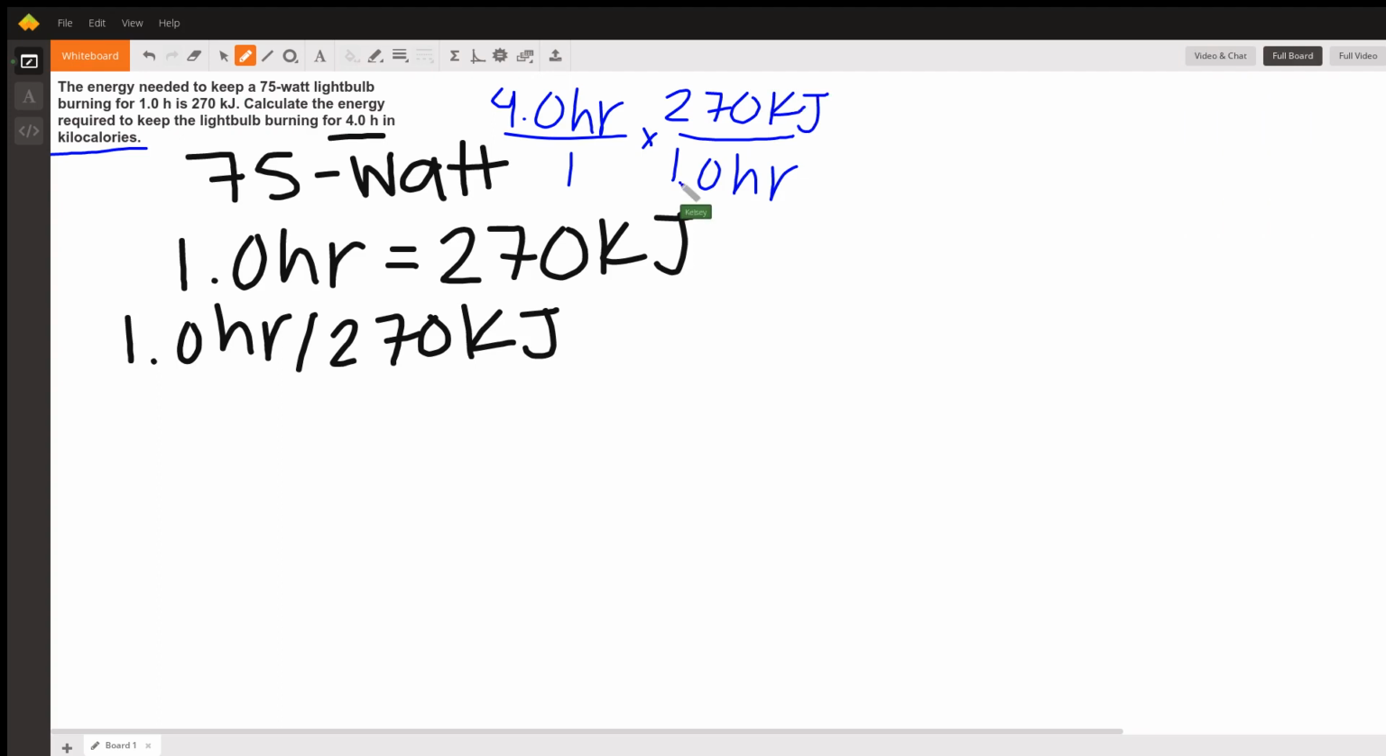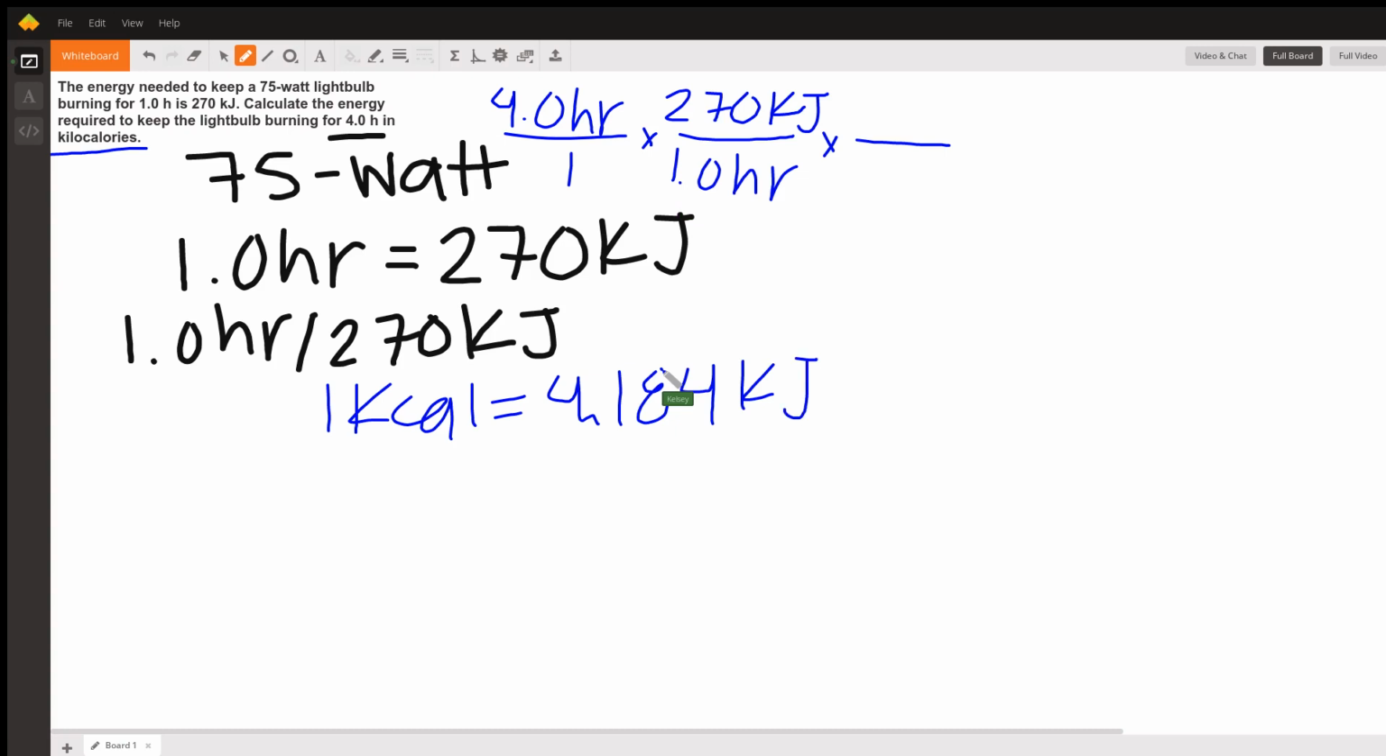Now to convert to kilocalories, actually, if they don't give it to you in your book, or your teacher doesn't, we can write this down as notes. For every 1 kilocalorie, there's actually 4.184 kilojoules. This is something that they may or may not give you when you're testing. I would ask your teacher just to see if they expect you to memorize this value, or they'll give it to you when it's needed.